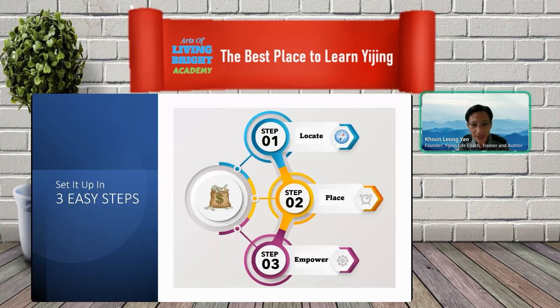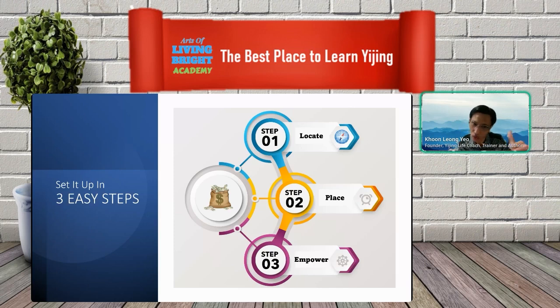Okay, setting up your 2025 wealth inducement sector is simple and can be done in just 3 easy steps. Also, I always try to simplify things so that anyone who takes a look at it can follow very easily without any difficulties. So what are these 3 easy steps?